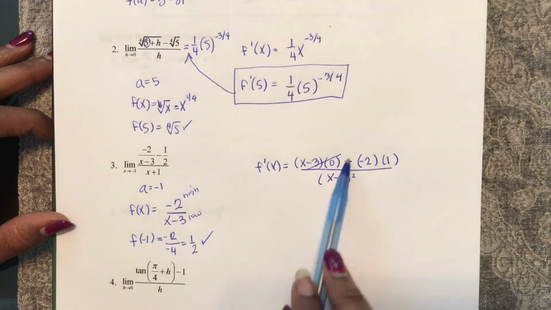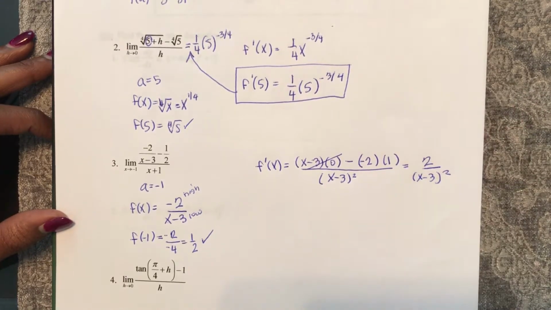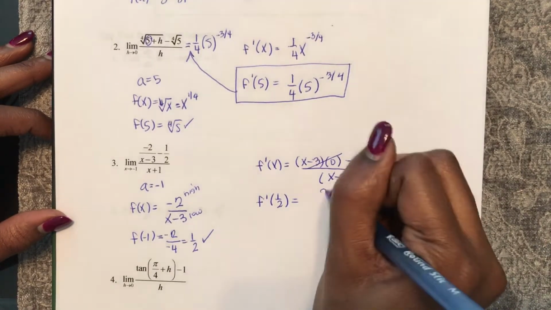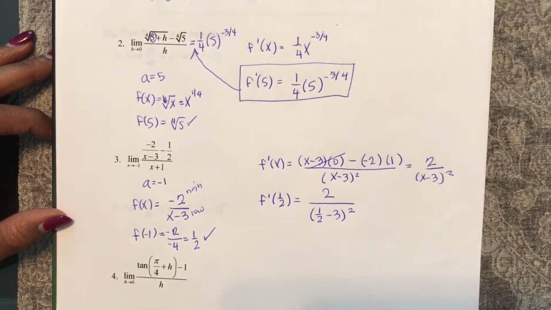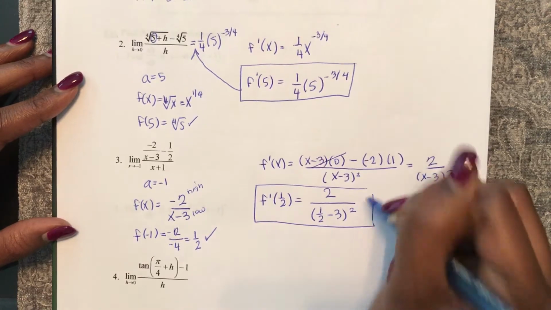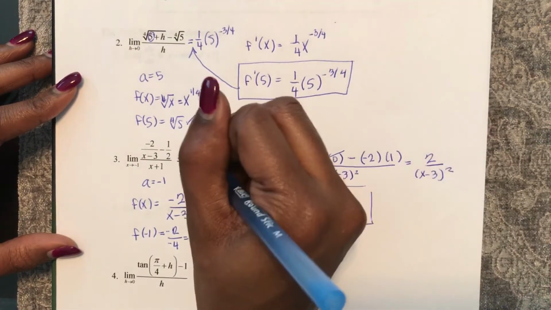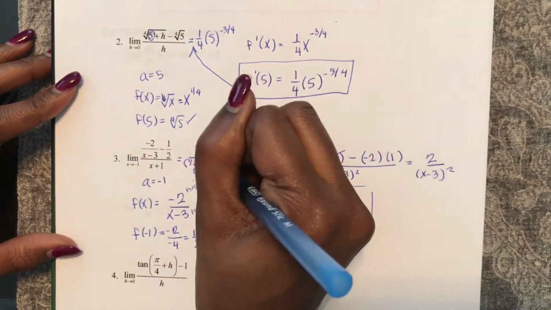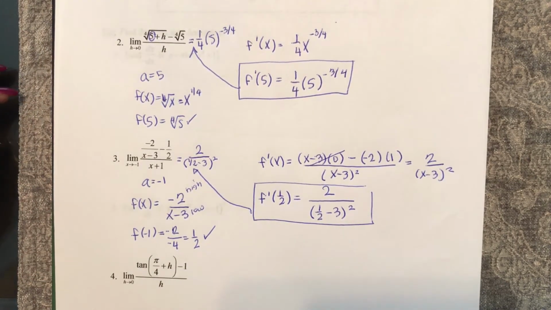It's gone. So I'm actually just left with positive 2 over x minus 3 squared, which for me is easier to look at simplified. So now I need to find f prime of negative 1, which is 2 over negative 1 minus 3 squared, which is unsimplified, but we're going to leave it there to save time. So let's try the last one together.